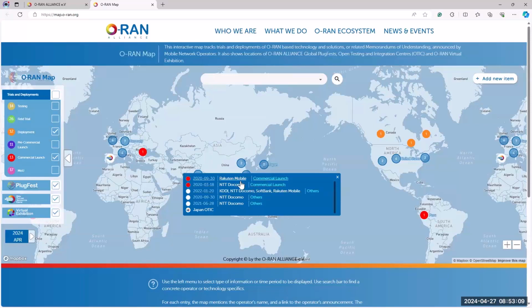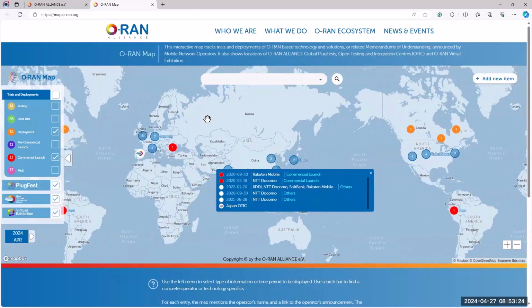Rakuten is here in the Philippines. You can see it's in the Viber. One of their products is Viber, but in Japan they are one of the greenfield operators as well. So they already deployed Open RAN.